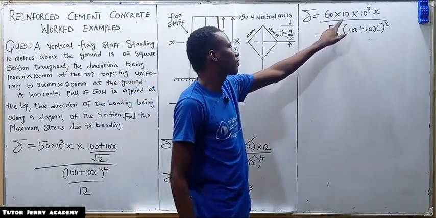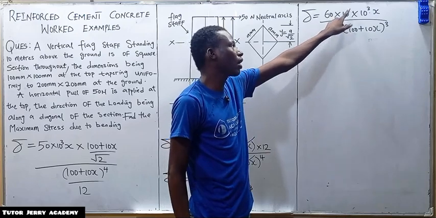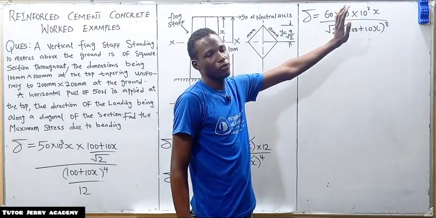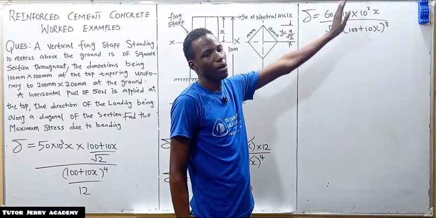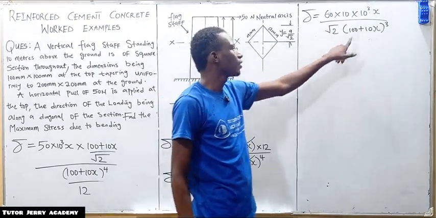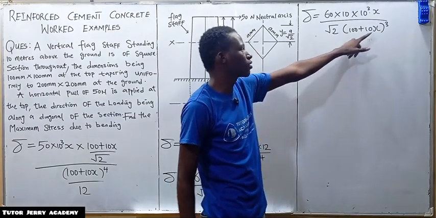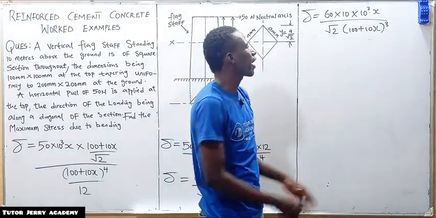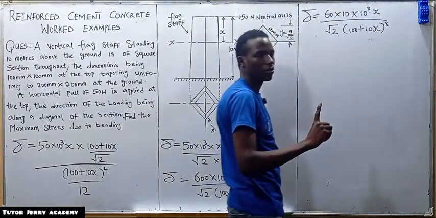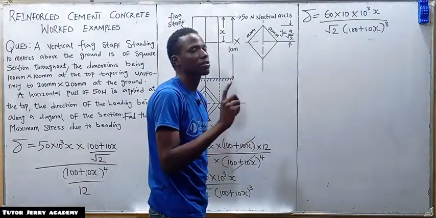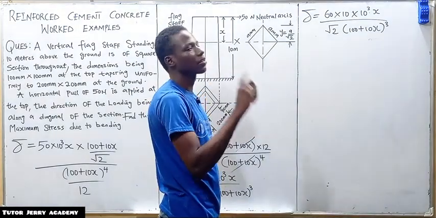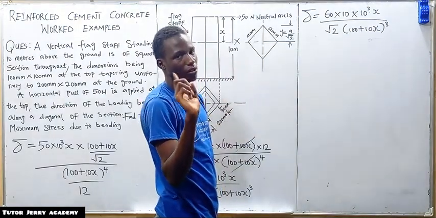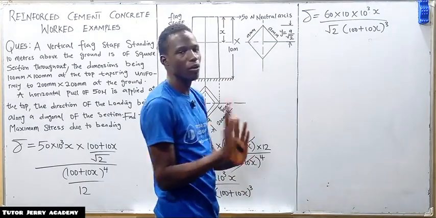We have 10 to the power of 1, and we have 10 to the power of 3. From our indices, this is nothing but 10 to the power of 4. Now we have the bracket of (100 plus 10x) all to the power of 3. We can decide to bring it here. It will be nothing but the bracket of (100 plus 10x) all to the power of minus 3. Take note of this. This is our basic law of mathematics.